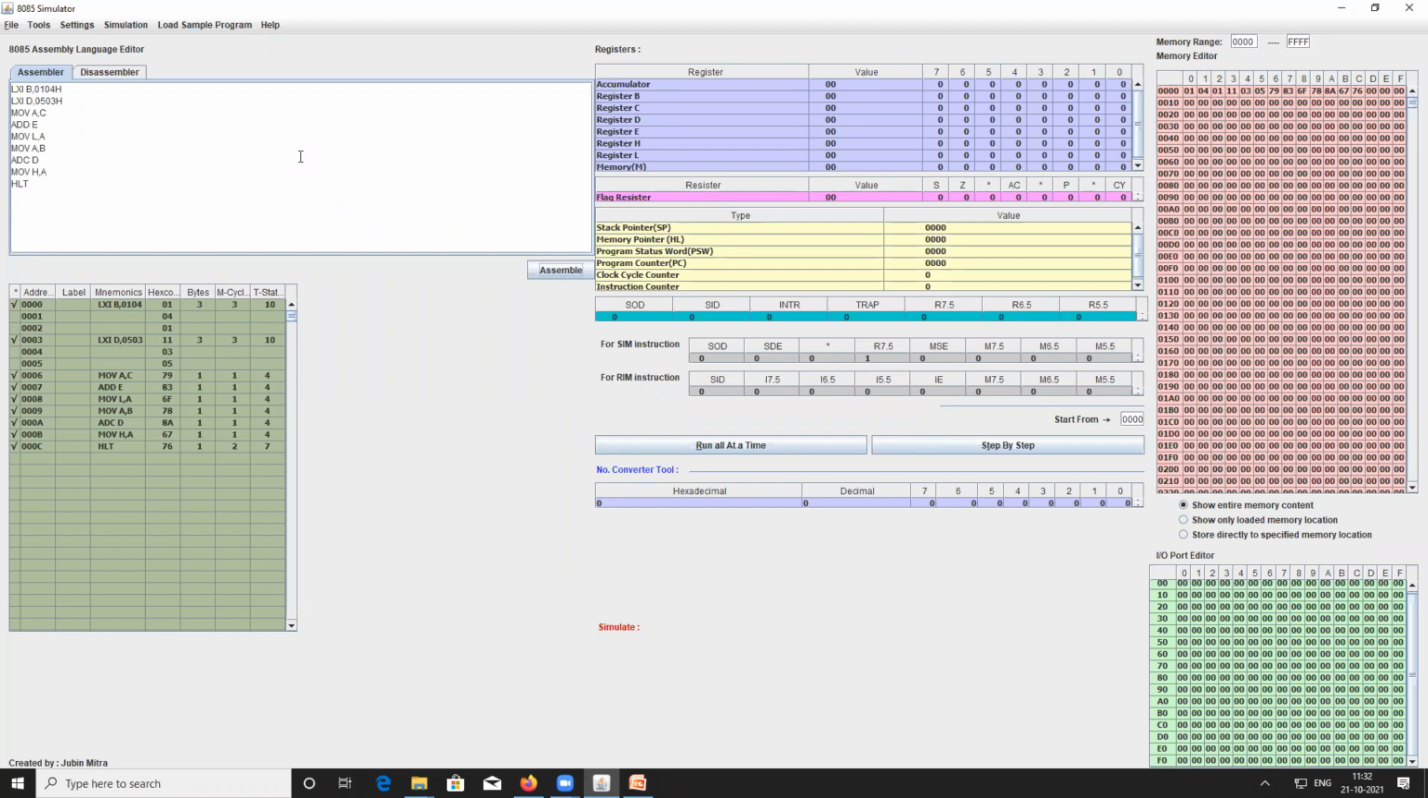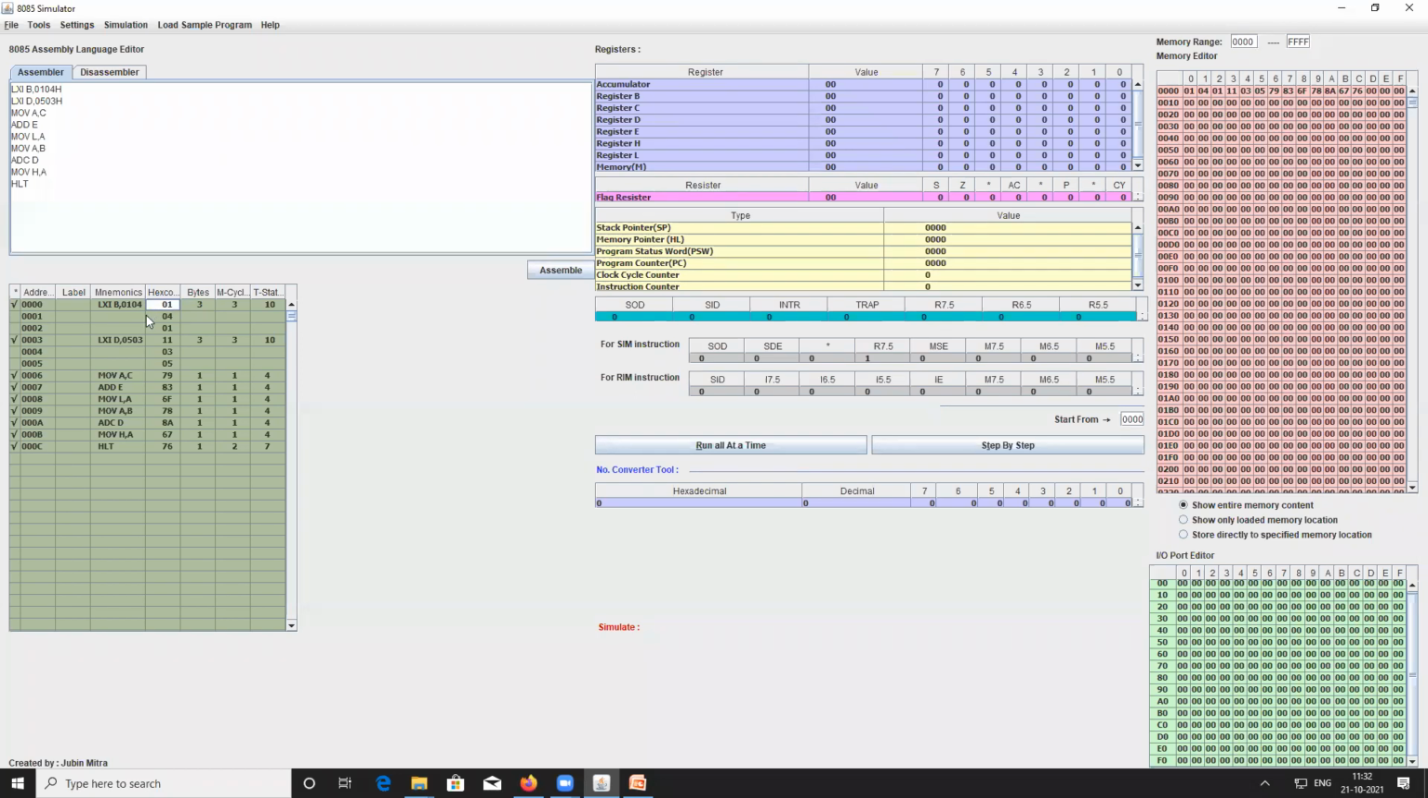In LXI, we use B: LXI B 0104. Again, I want to discuss one thing. LXI B 0105 is a 3-byte instruction. Why a 3-byte instruction? LXI B has one opcode, which has the hex code 01.